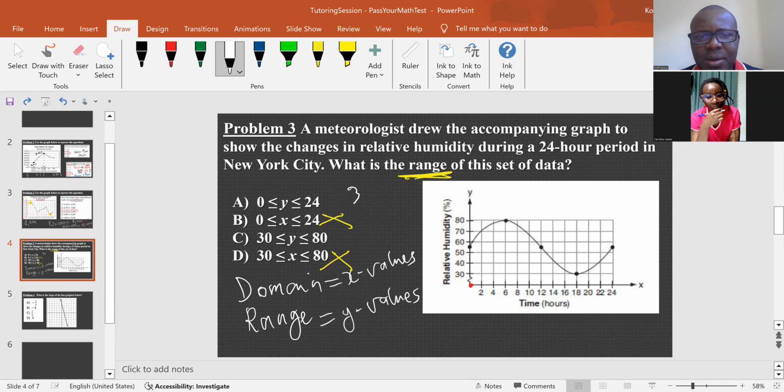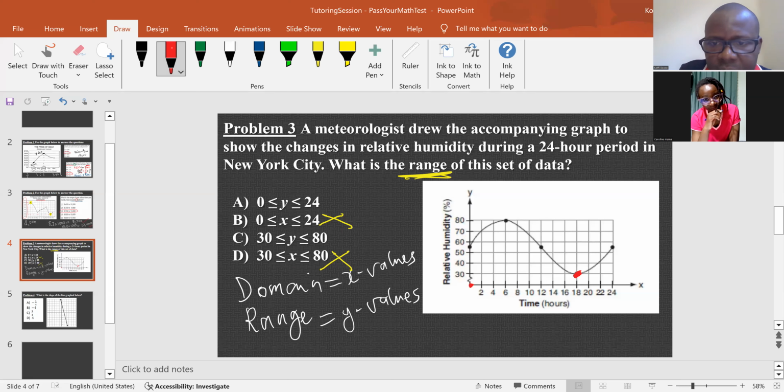Can you tell me what's going to be the lowest y value for the graph and the highest y value for the graph? The choice I would think is C. 30 is less than or equal to y, and y is less than or equal to 80. Perfect. That's the correct one, because the lowest value here is this point. That's the lowest part of the graph you can see, and that point is related to 30.